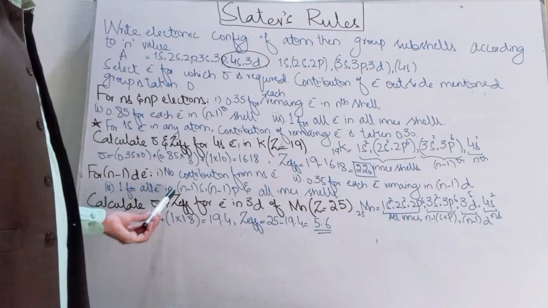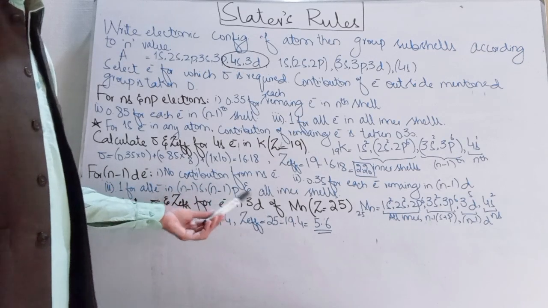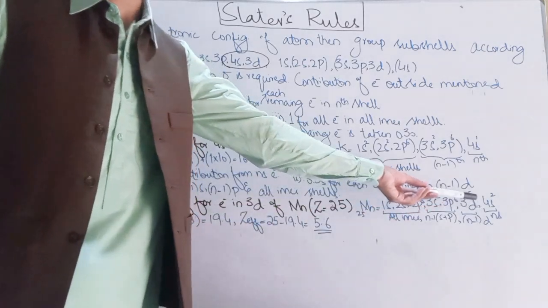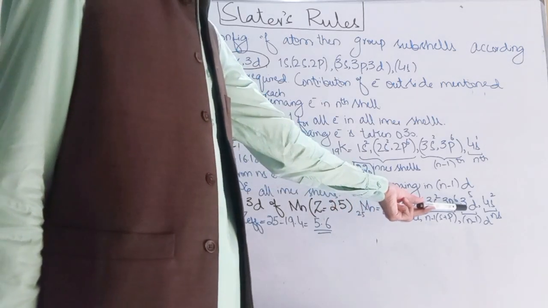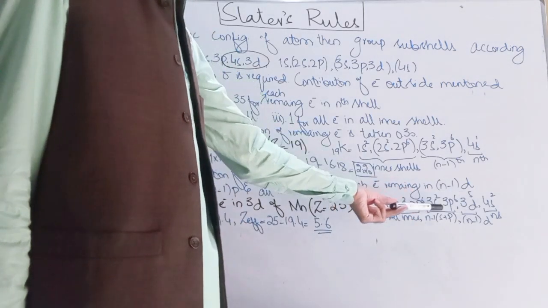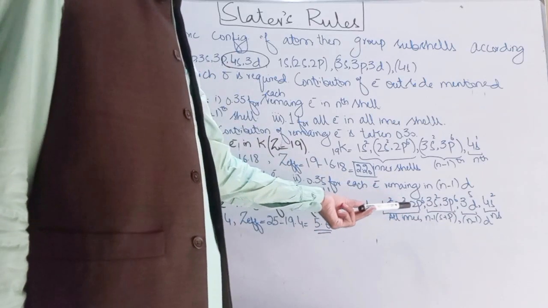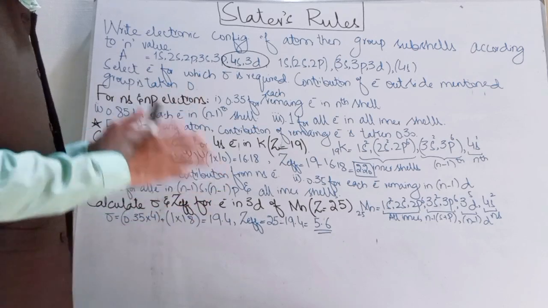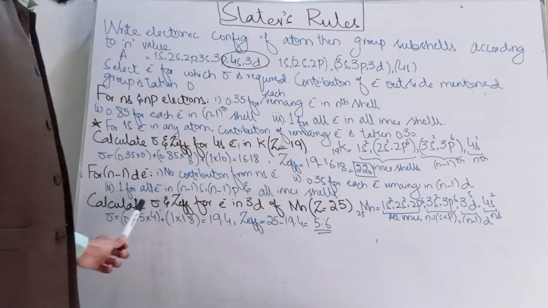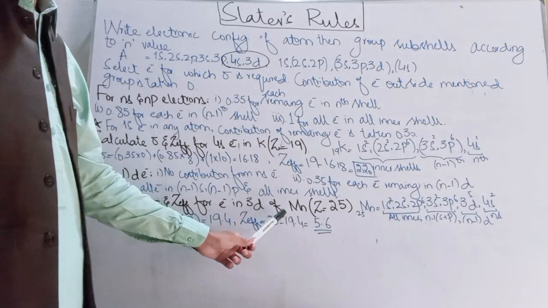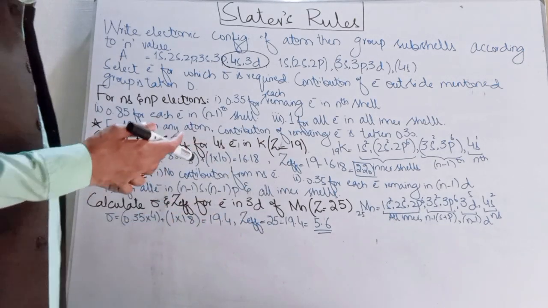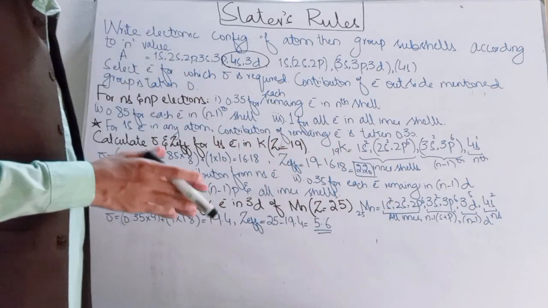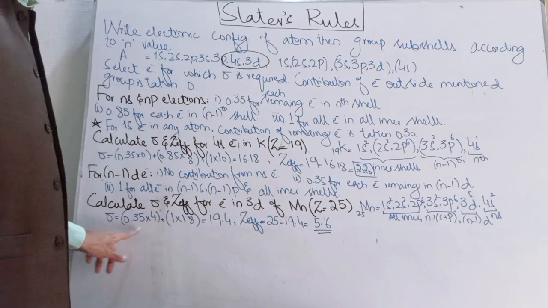The third rule: 1 for all electrons in n-1 s, n-1 p and all other inner shells. So in this case for manganese, the ns is taken as 0 contribution. For the 3d, the remaining electrons are 4, and 3s, 3p, 2s, 2p and 1s are all taken as n-1 s, n-1 p and the inner shells. Now calculate sigma and Z effective for an electron in 3d for manganese. Manganese belongs to the 3d transition series. So we write the electronic configuration, grouped according to the n value, then 0.35 into 4.